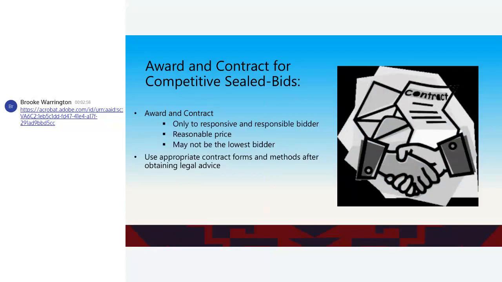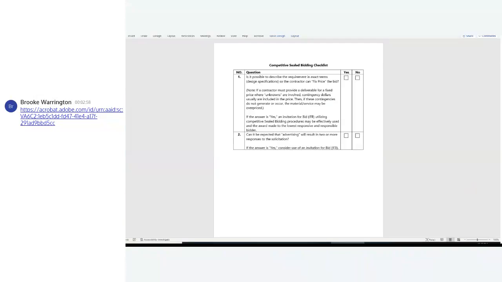In the event of a tie, award a contract for competitive sealed bids only to responsive and responsible bidders at a reasonable price. They may not be the lowest bidder. You use appropriate contract forms and methods after obtaining legal advice. Okay, you have to have them involved, especially when you're talking hundreds of thousands or $1 million or whatever.